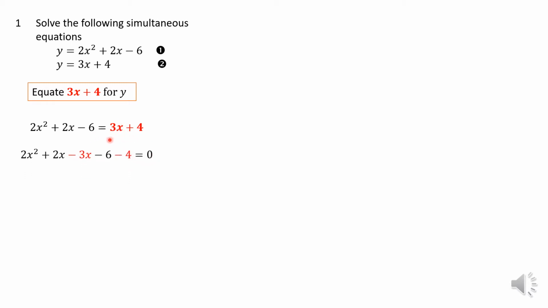And when I bring in my terms, as you can see, the 3x becomes a negative 3x and the 4 is becoming a minus. And if you clean this up, you are going to be left with 2x squared minus 1x minus 10 equals to 0. Now, you can solve this equation here in many ways. You can solve it either using the quadratic equation formula, or you can use completing the square, or you can just do what I do, because this equation does factorize.